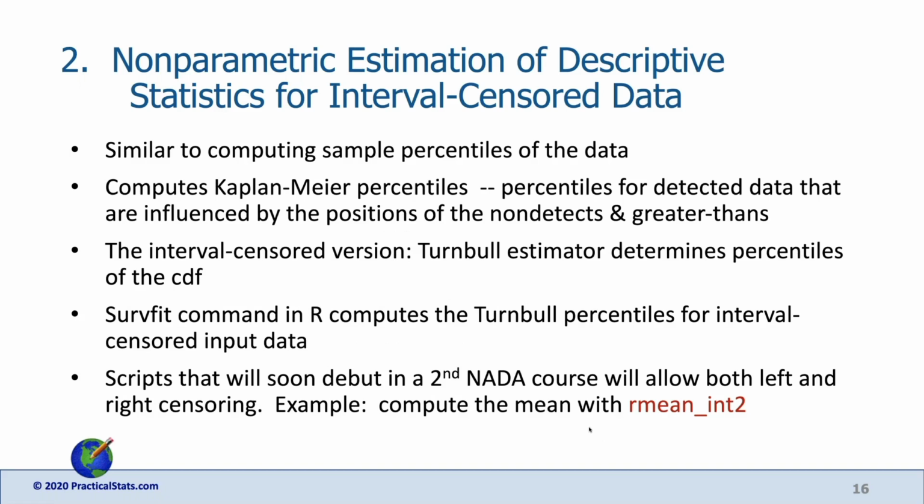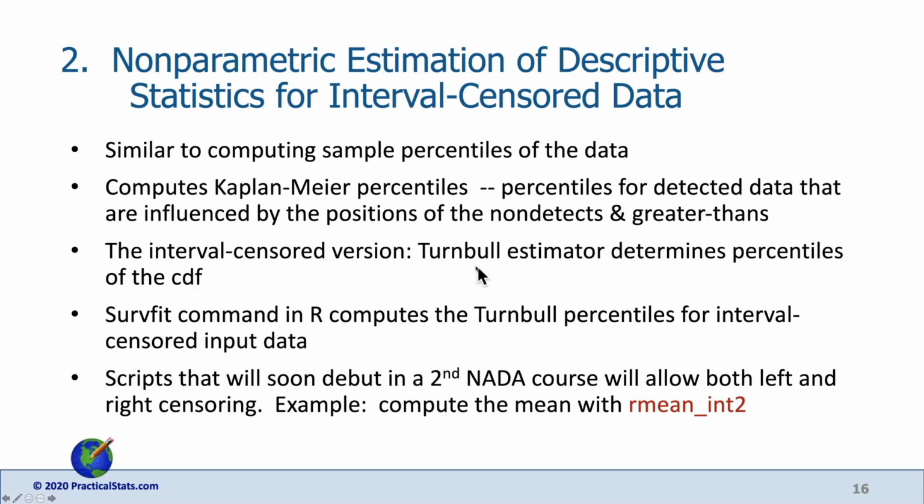All right, moving to non-parametric estimates. It's similar to computing just sample percentiles of the data, and the tests like the Kruskal-Wallis test or the Wilcoxon rank sum test are all just dealing with percentiles anyway. So there is a procedure called the Kaplan-Meier percentiles that, when you are dealing with values on one side, just for us, just the non-detects, is called Kaplan-Meier. A statistician named Turnbull came along a year or two later and said, hey, we can do this on both sides, and so gave an interval censored version of the Kaplan-Meier procedure.